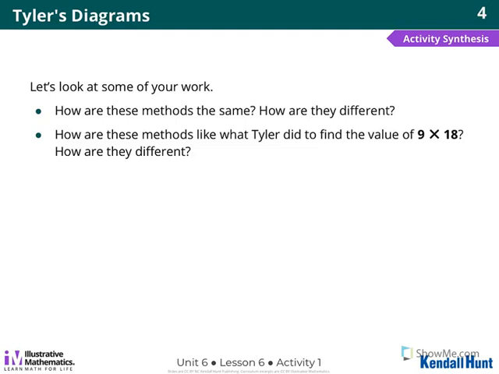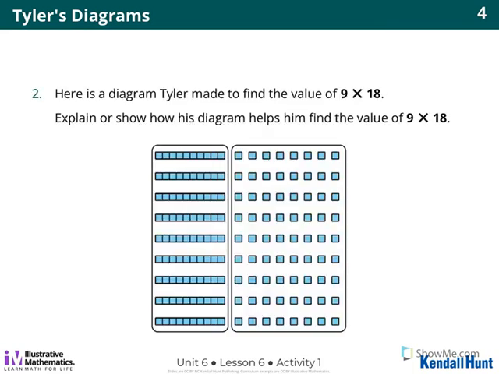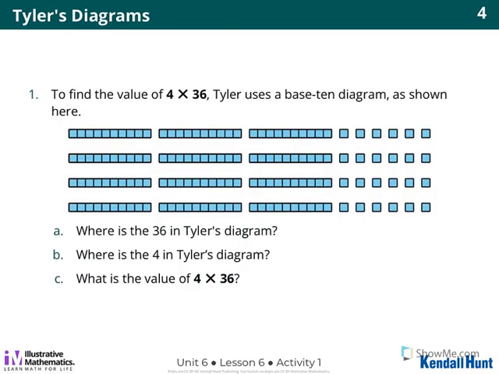All right, so make sure you guys are open up to this. Okay, so we're going to share some of our methods, but really, guys, I want to point out a couple things about Tyler's method up here. So we have 4 times 36, and one of your questions was, where is the 36? So raise your hand and tell me, where is the 36 in this diagram up here? Hadley. There's 4 rows of 36.